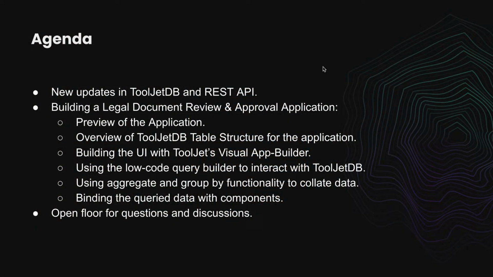We'll start the call with the ToolJet database updates and some of the updates that we have on REST API data source. Then we'll proceed to build the legal document review and approval application. We'll be previewing the application first before we start building it, and then we'll give you an overview of the table structure that we have for the application, and then we'll jump on to ToolJet's app builder to start building the application. Lastly, we'll be opening the floor for questions and queries if you have any.